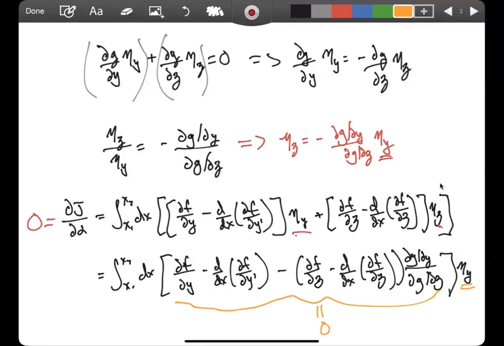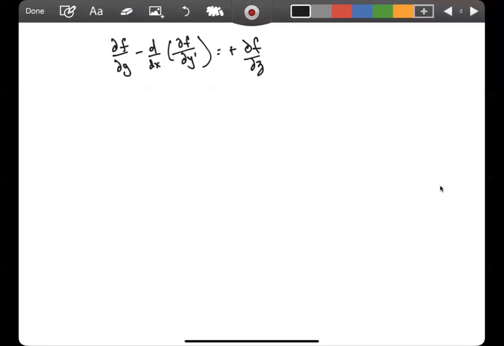Now, the beautiful part about this is that since this whole thing is equal to 0, we can cross multiply, which allows me to separate the two terms. So let's see how that works. Now my integrand: the partial of f with respect to y minus d dx of the partial of f with respect to y prime must be equal to plus the partial of f with respect to z minus the full derivative of the partial of f with respect to z prime, all times the partial of g with respect to y divided by the partial of g with respect to z.